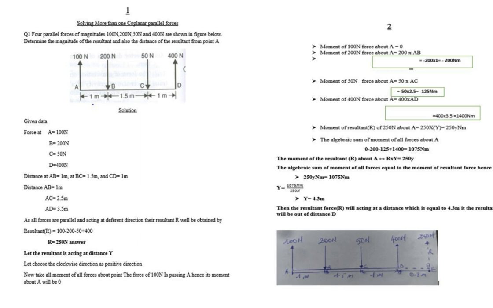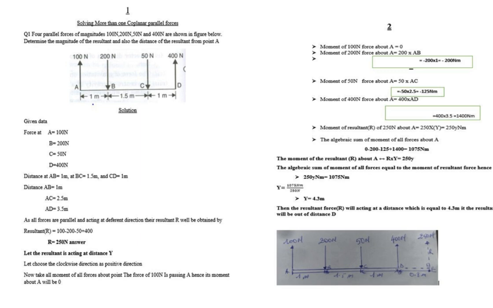For finding the distance where the resultant acts, we have to use the law of moments. Now take the moment of all forces about point A. The force of 100 Newton is passing through A, hence the moment about A will be 0. Moment of 100 Newton force about A is 0. Moment of 200 Newton force about A is equal to 200 times AB, equal to minus 200 Newton meter.